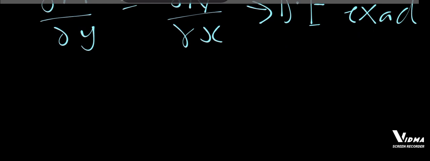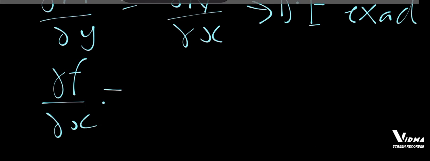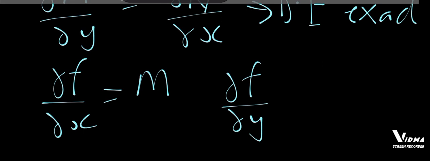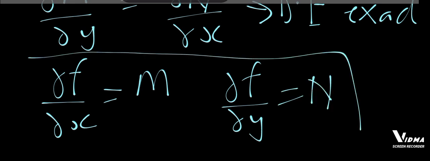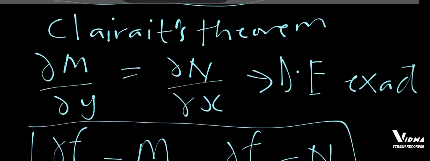And to find my solution, I'll just find f. I'll just say del f del x is equal to M, and my del f del y is equal to N. And I'm going to use this right here to find my solution. But I'm going to use this to check whether my differential equation is exact. So what do I mean? Let me go to my next page to solve an example.